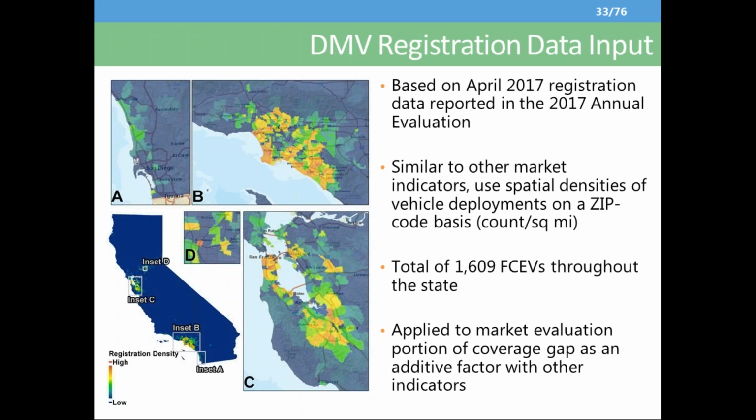The April data contains 1,609 fuel cell electric vehicles. You can see the distribution on the left-hand side, where deep blue is essentially no vehicles. And as you get to the brighter, deeper red, those are higher concentrations of vehicles, basically numbers per square mile.